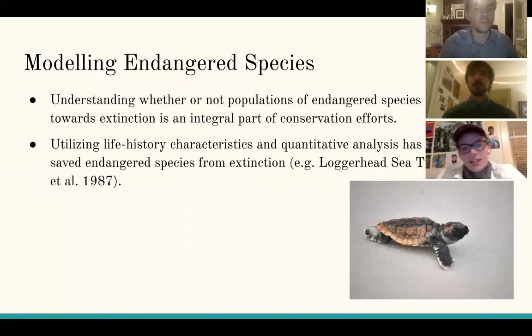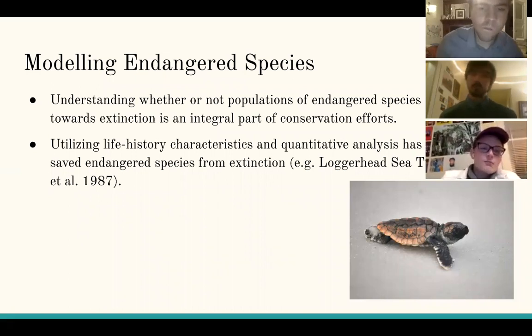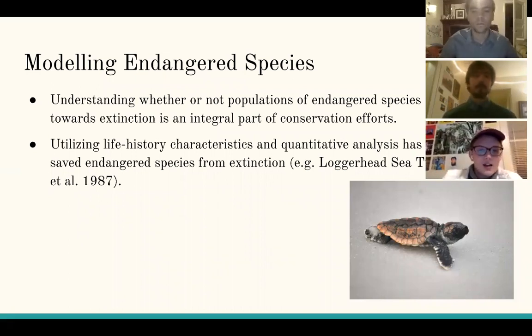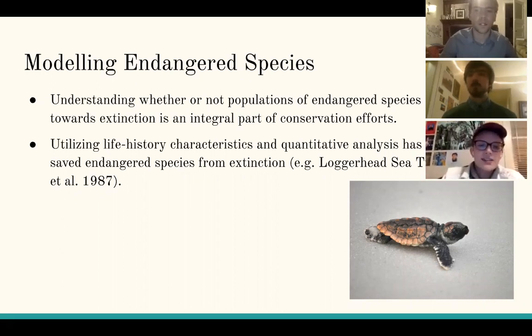So we've all seen how R can be used to model endangered species through the lambda, the reproductive values, to understand if they are viable long term or if they're going to go extinct and how we can prevent their extinction. The best example is through the loggerhead sea turtles, and our project is in a very similar vein to that.